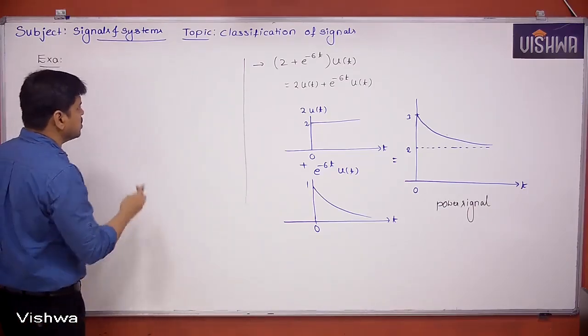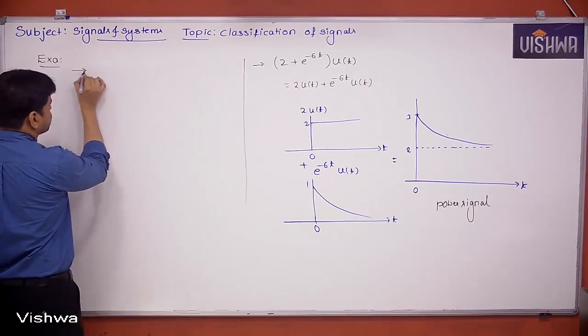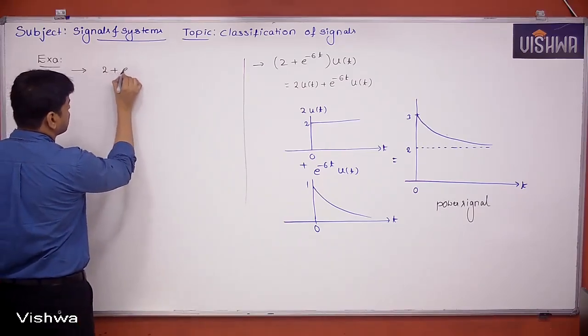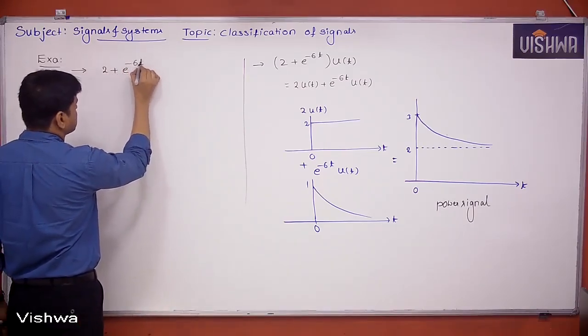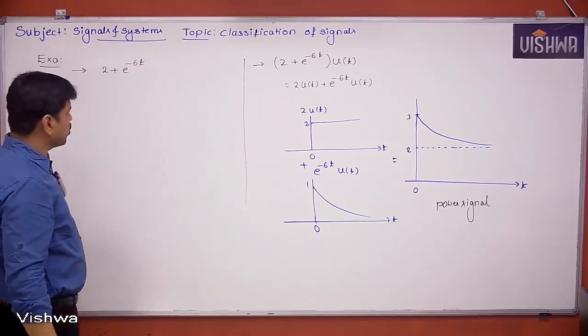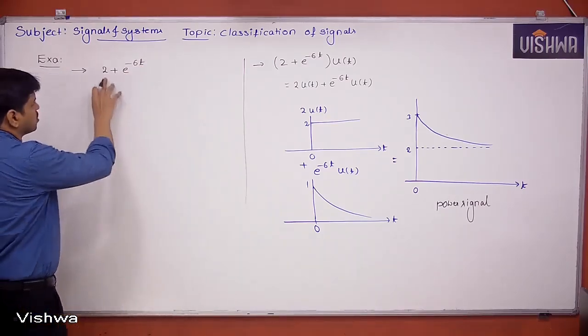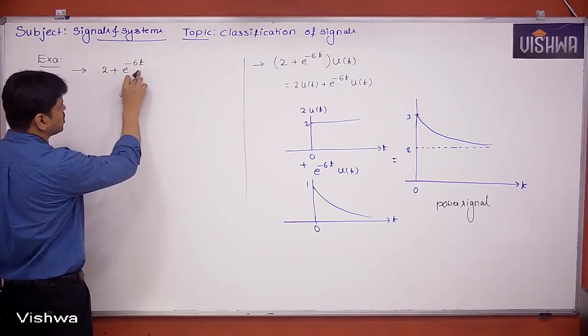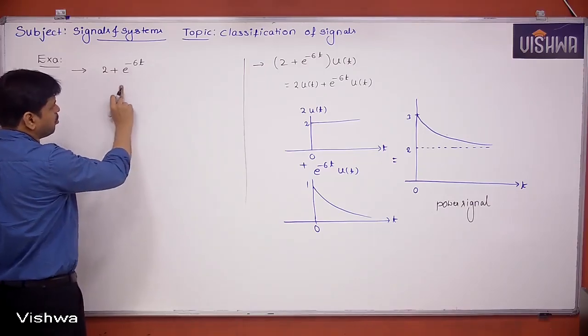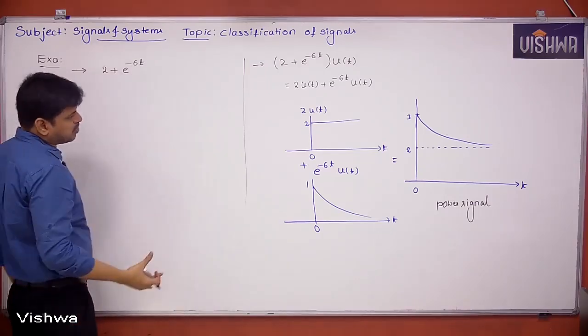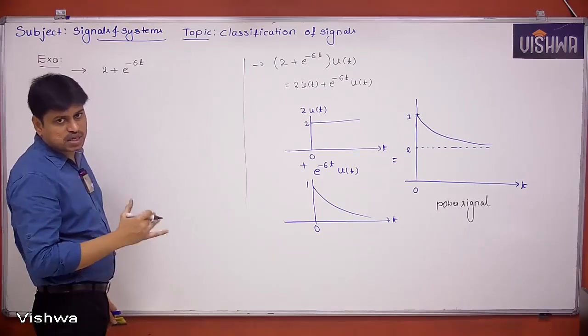Suppose in this example, if it is asked, 2 plus e power minus 6t, that's it. There is no u of t, then how does it look like? Again, it is a sum of two functions, one is 2, another one is e power minus 6t. So many people think that again it is going to be a similar kind of thing and it is a power signal. No, it is not the power signal.